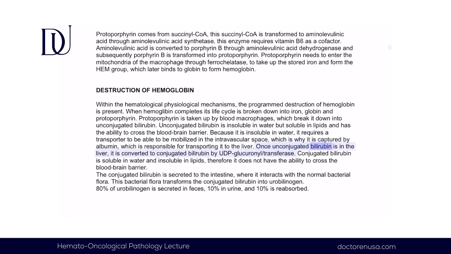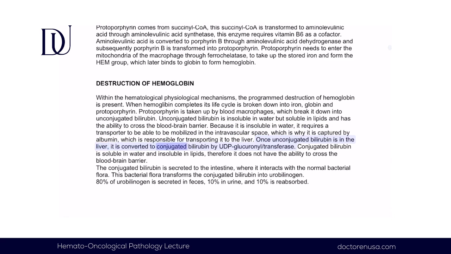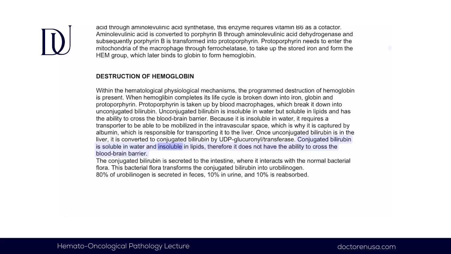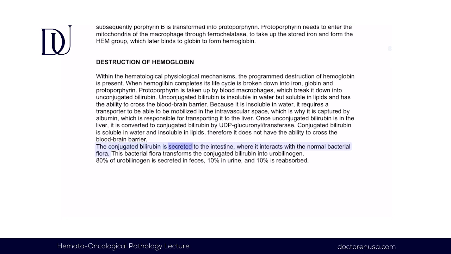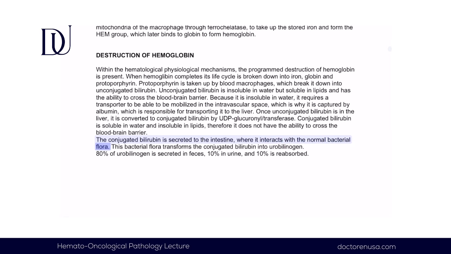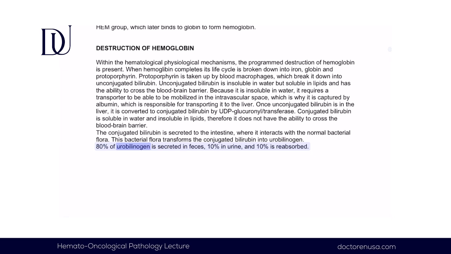Once unconjugated bilirubin is in the liver, it is converted to conjugated bilirubin by UDP-glucuronyltransferase. Conjugated bilirubin is soluble in water and insoluble in lipids, therefore it does not have the ability to cross the blood-brain barrier. The conjugated bilirubin is secreted to the intestine, where it interacts with the normal bacterial flora. This bacterial flora transforms the conjugated bilirubin into urobilinogen. 80% of urobilinogen is secreted in feces, 10% in urine, and 10% is reabsorbed.